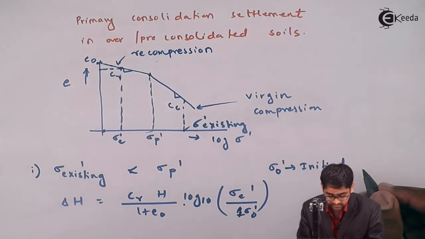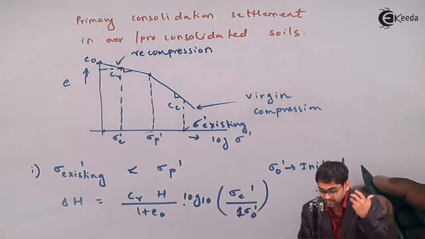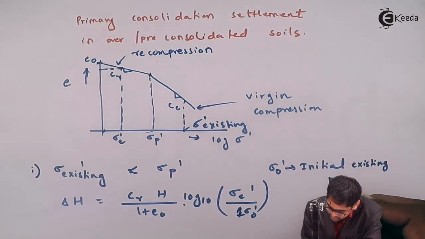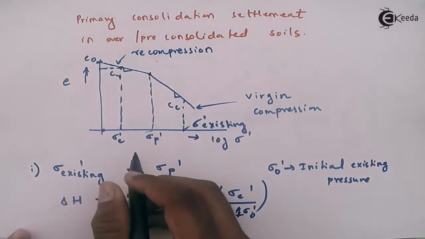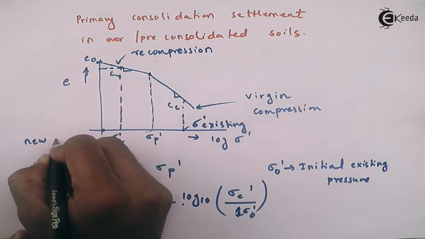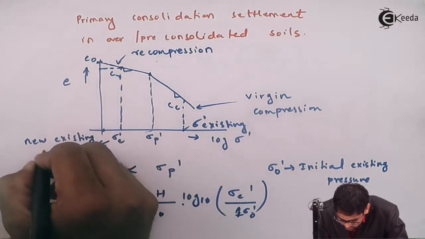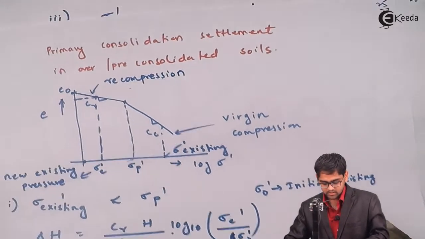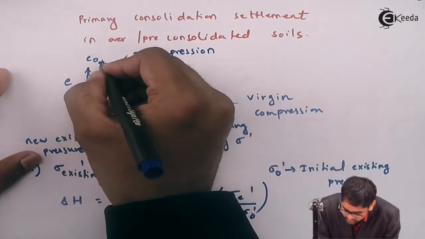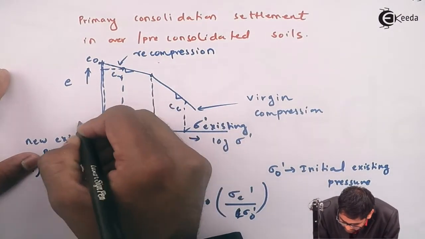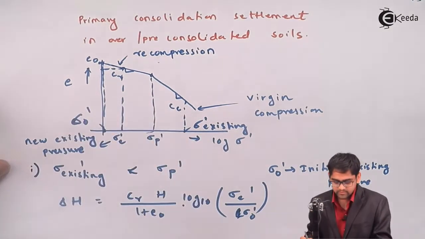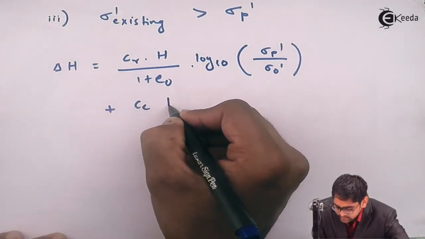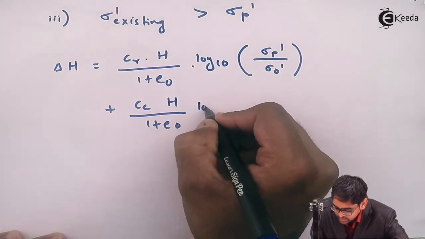Initially it was, or you can call it, a past pressure, the initial existing pressure, sigma O dash, and somewhere sigma O dash will be lying like this, very close to the zero line. So this is sigma O dash, very near to this particular vertical line, sigma O dash plus CCH to the 1 plus E naught into log to the base 10.